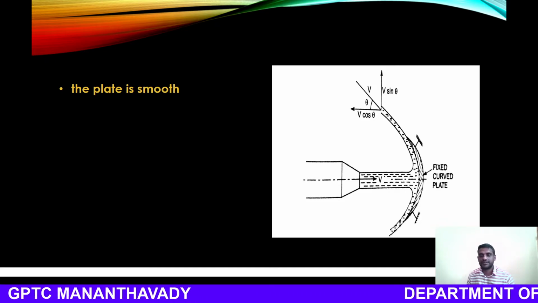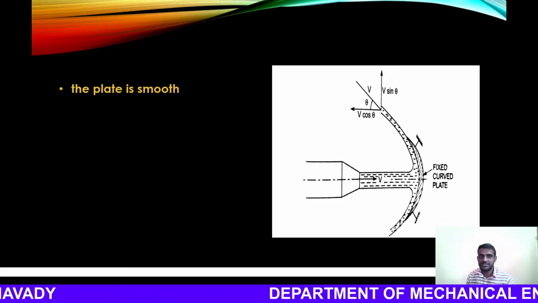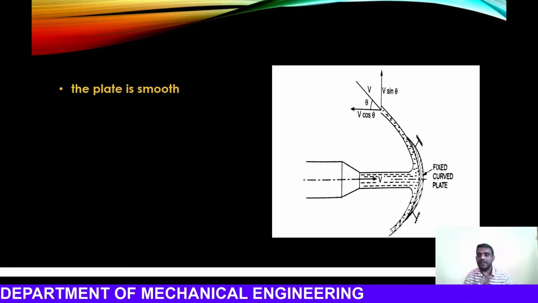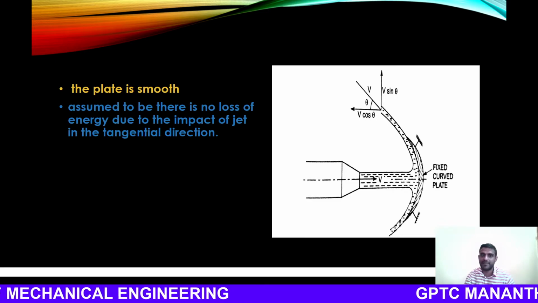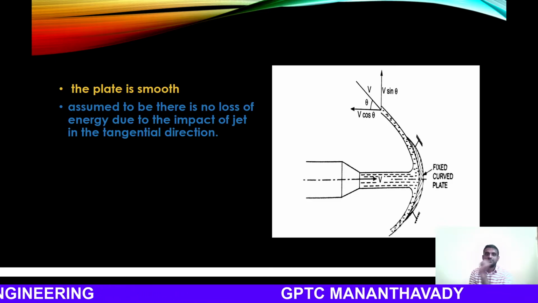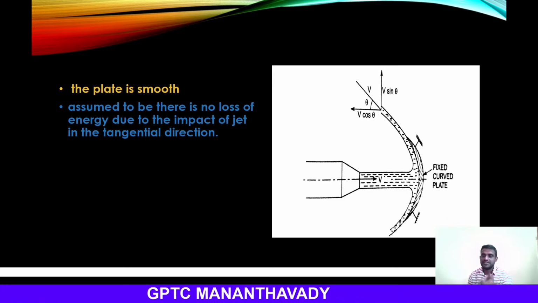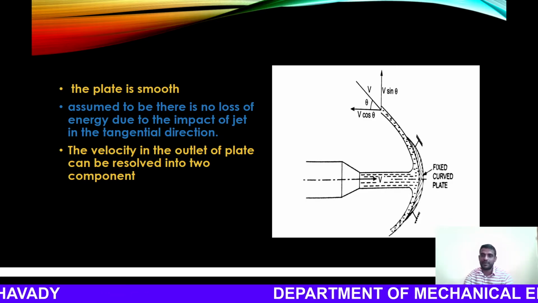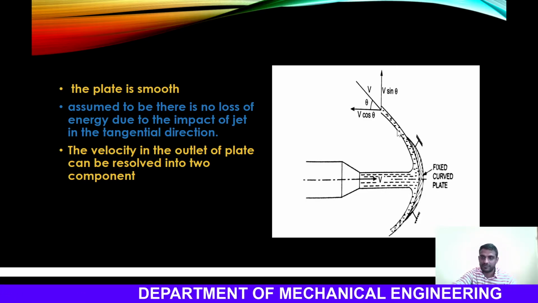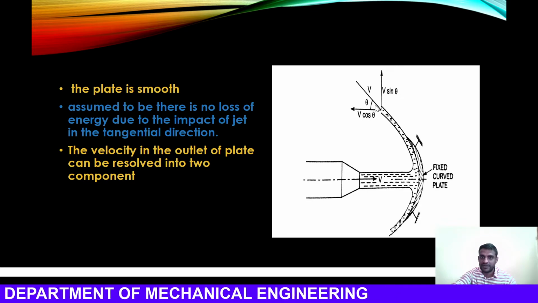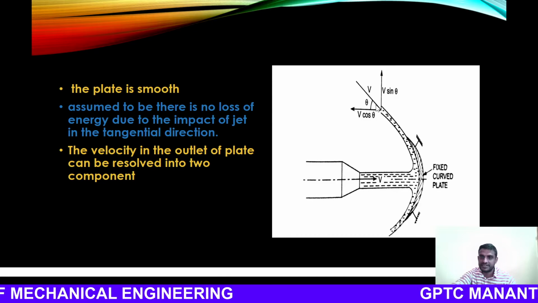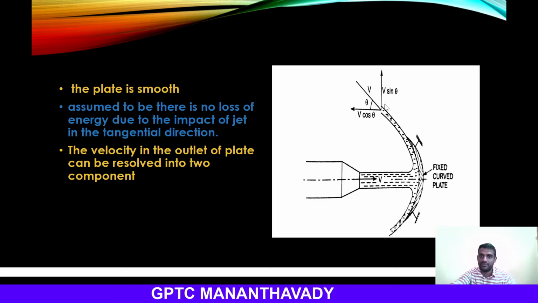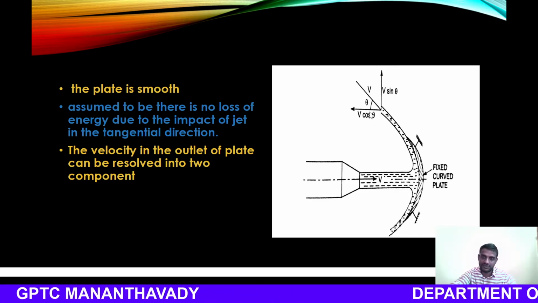Before getting into the derivation, these are our assumptions. The plate is smooth. If the plate is smooth, there won't be any loss of energy due to the impact. Assume there is no loss of energy due to the impact of jet in the tangential direction. The velocity at the outlet of the plate can be resolved into two components. When the jet is coming out with a velocity v, making an angle theta with the horizontal, we can resolve this outlet velocity into a vertical component and a horizontal component.